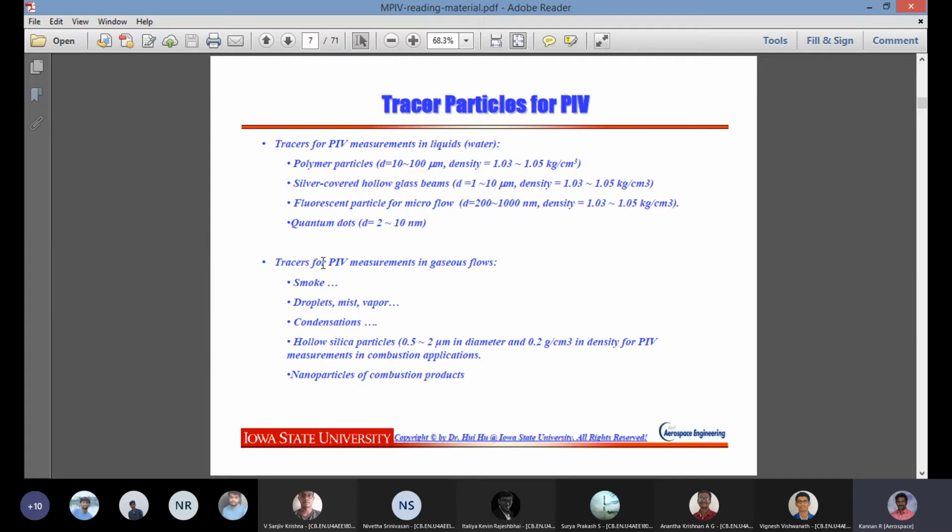But in the case of gaseous flow, they use smoke, droplets, mist and vapor condensation, and sometimes hollow silica particles, which are 0.5 to 2 micron in diameter. Mainly they use these for combustion applications, and they also use nanoparticles for combustion products measurements. So these are the tracer particles. Please keep in mind which tracer particles they are using.